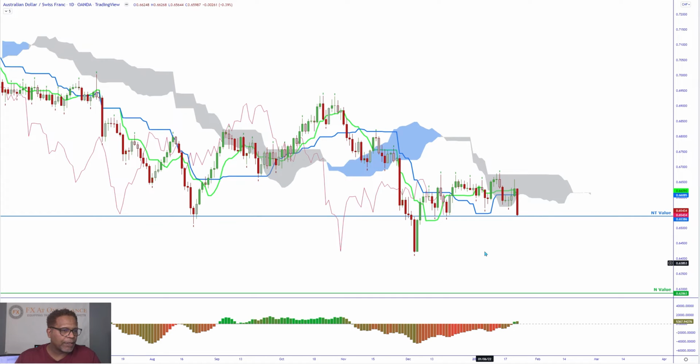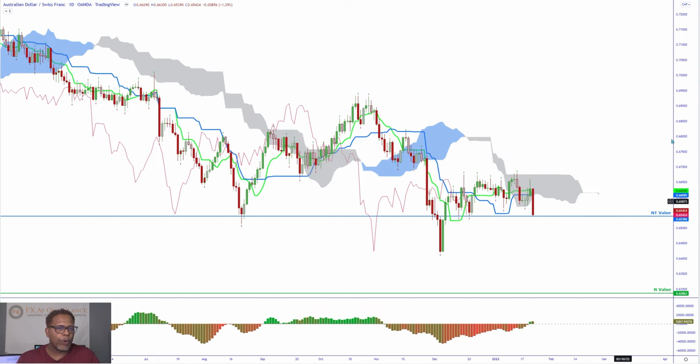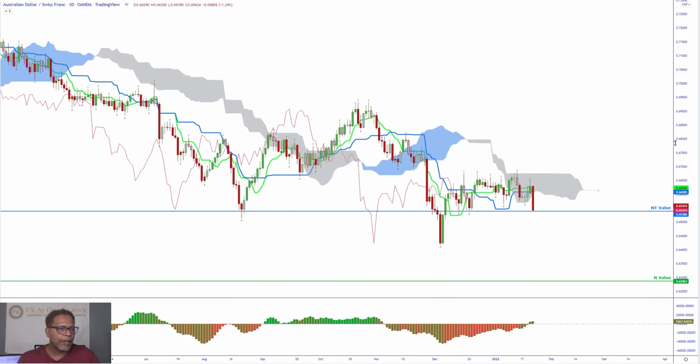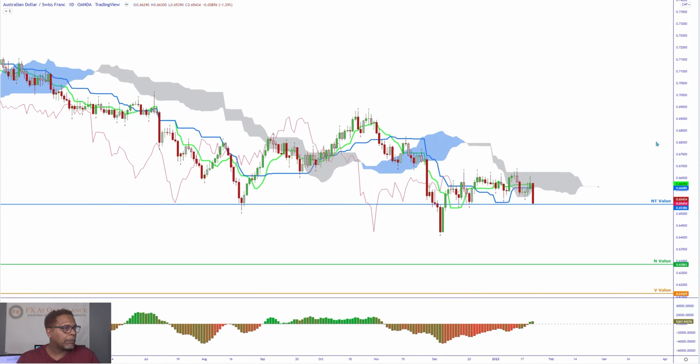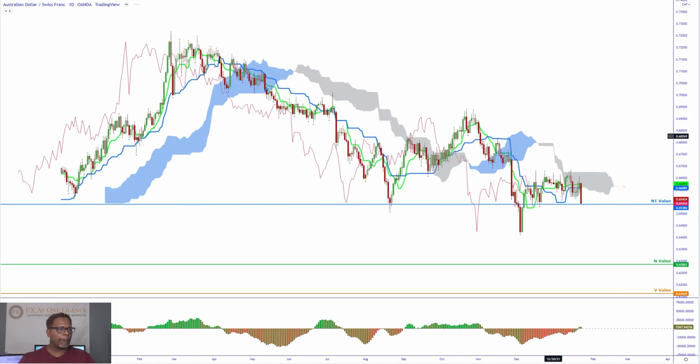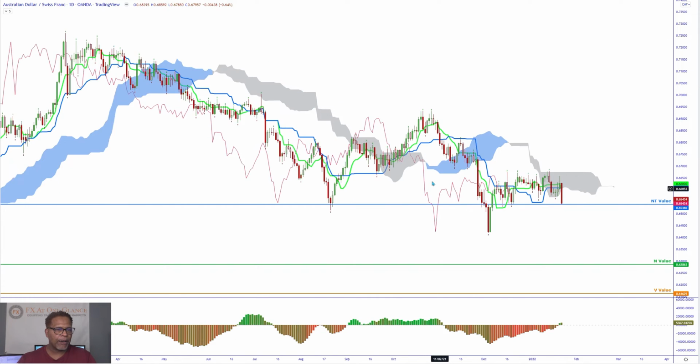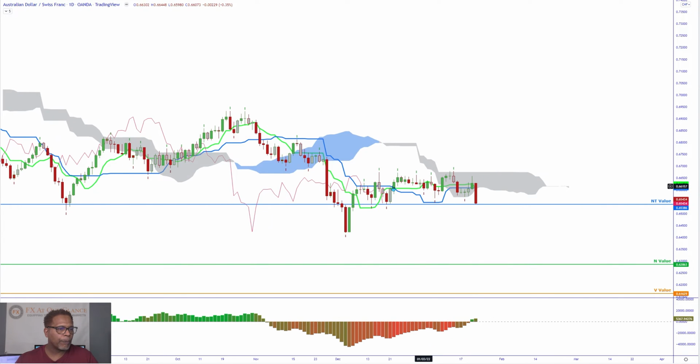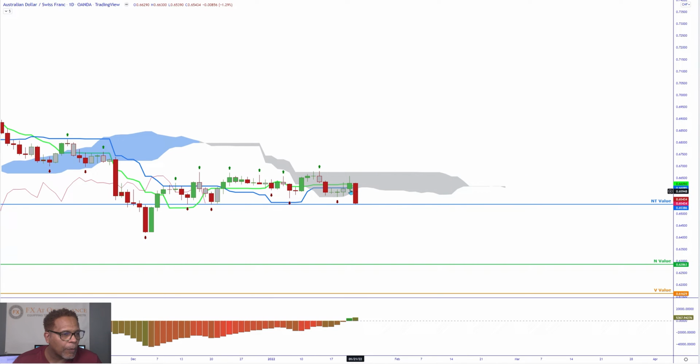So looking at this chart, I'm going to show you an easy way to find targets with Ichimoku. This market is bearish, as you can see. We have our crossover, which is bearish, but everything's flat. Actually, we had a bullish crossover. So let me mark all this stuff. Our crossover here was bullish, but now we're attempting to cross again, which would be the bearish cross.